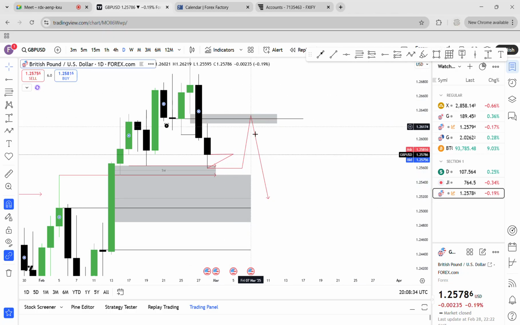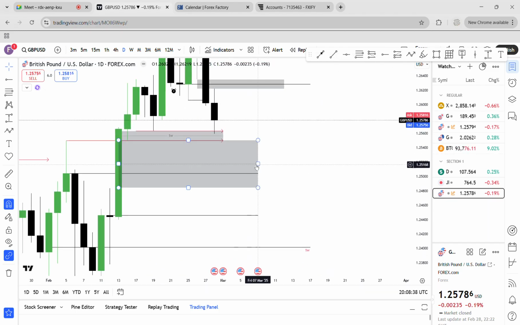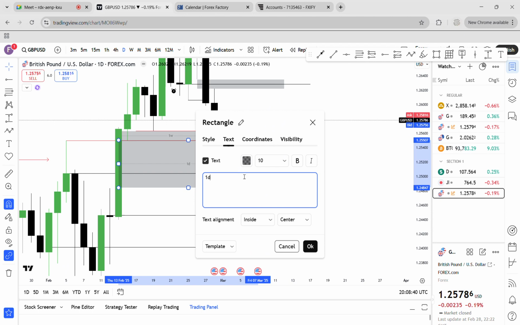On the 4-hour time frame, this is the daily time frame. We identify our key area. Let me write daily right here. 1 day.